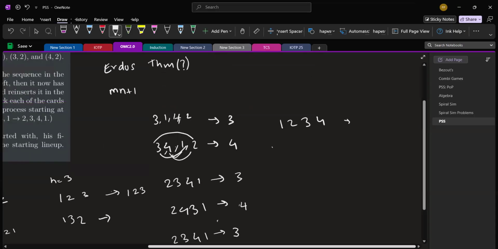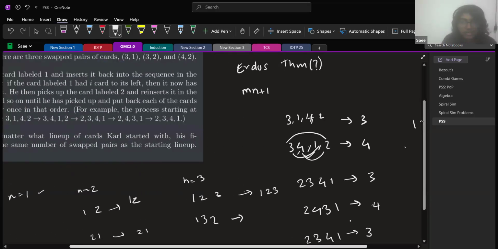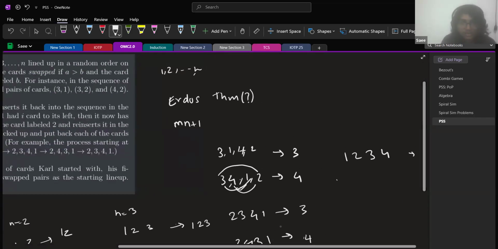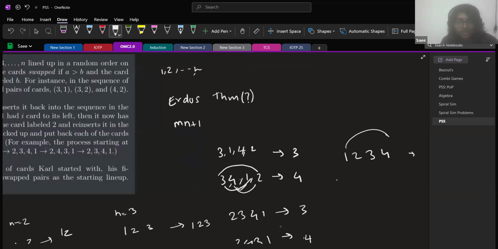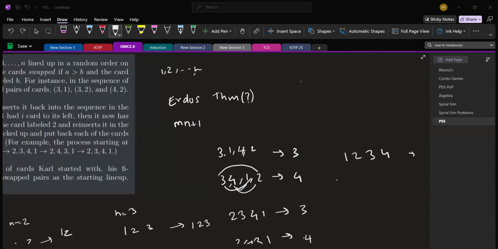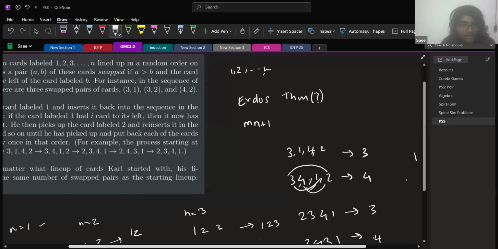There's nothing about being ordered. No matter what you start with, you start by taking 1 and changing its place, then changing the place of 2, changing the place of 3, and so on. Oh, so it doesn't matter what your initial condition is. You have to, in the end, get an ordered thing. No, no, no. There's nothing about orders anywhere.